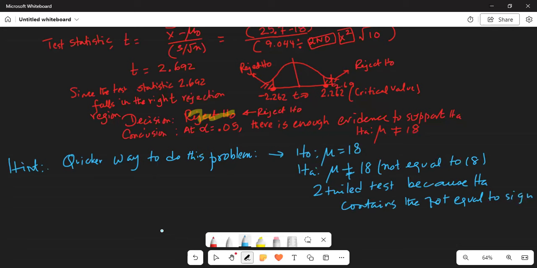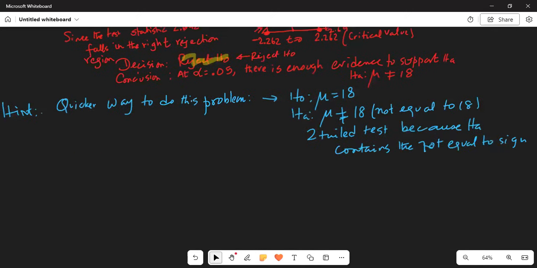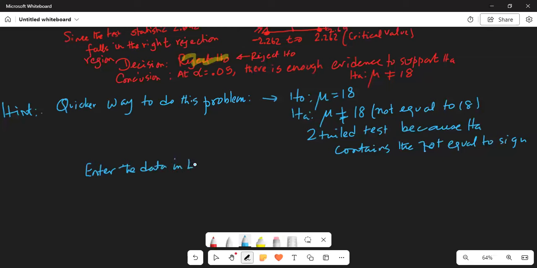So how to do it quickly? We have already entered the data in L1. We have already done that. We do not know sigma, the population standard deviation.